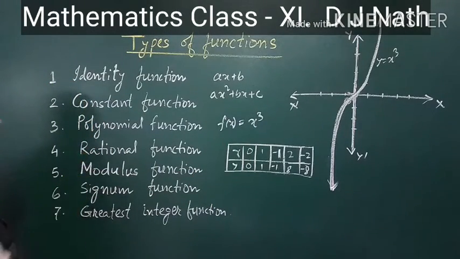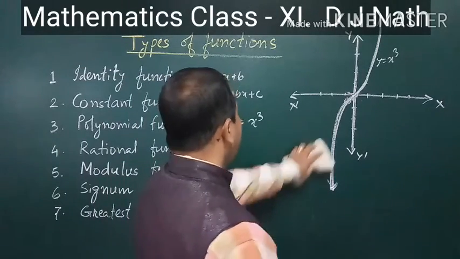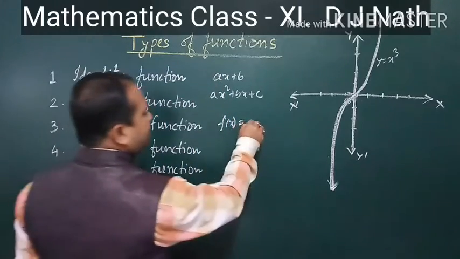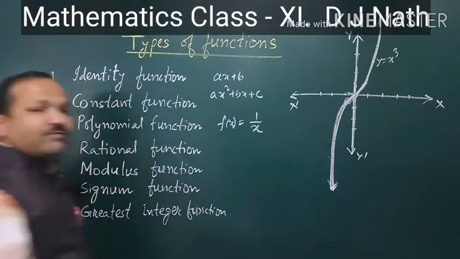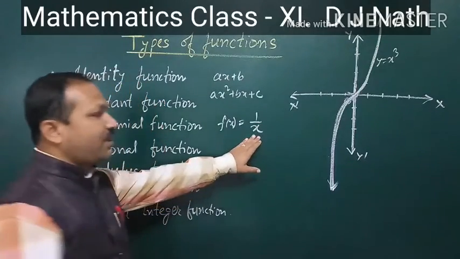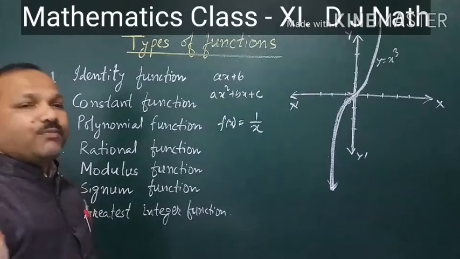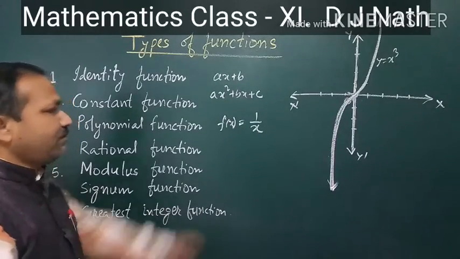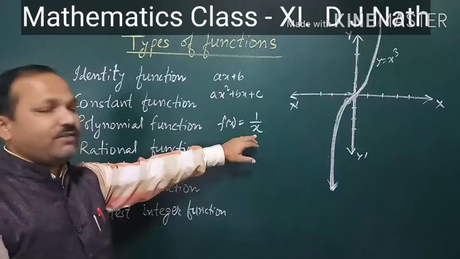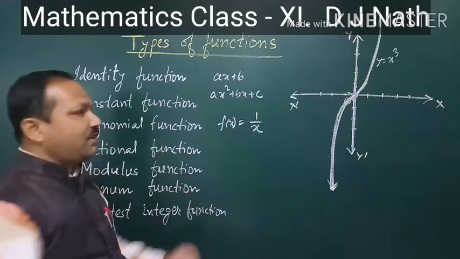Next, what is a rational function? What is a rational number? A rational number means p by q form. Say f(x) is equal to 1 by x. The downside is also a number, but x should not be equal to 0. We know p by q form is rational, where q is not 0. So here the downside one should not be 0, x should not be 0. It is called a rational function.